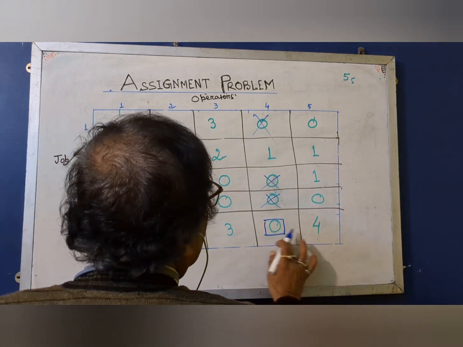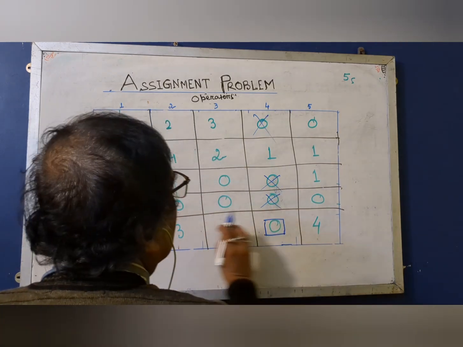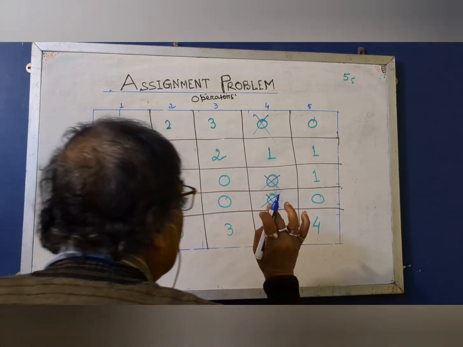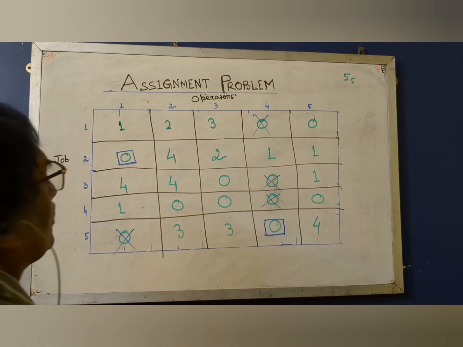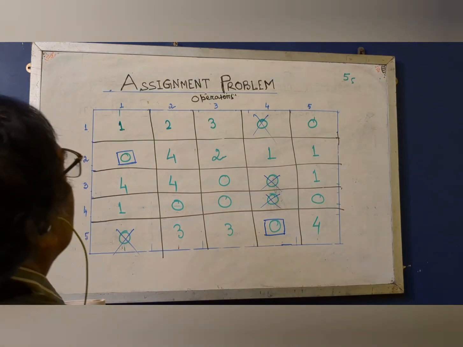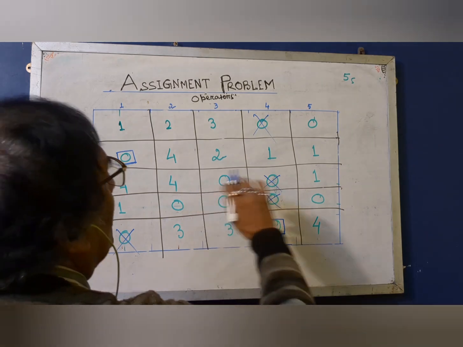If you suppose you do not allocate it here, then where will you allocate? There is no other 0 remaining. That's why you must allocate here. That's why I have put the allocation. Now move to the next. Now you can move from the first row to the other rows.